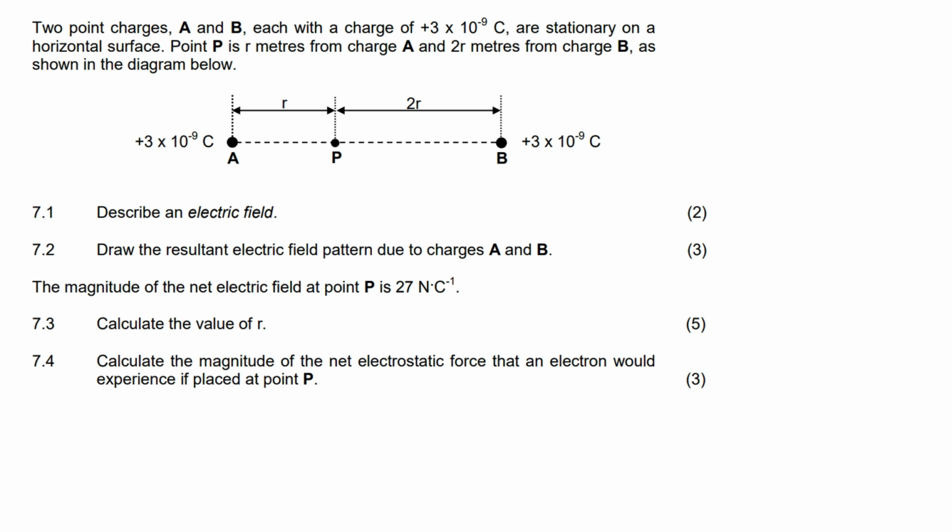Two point charges, A and B, each with a charge of 3 times 10 to the negative 9, are stationary on a horizontal surface. Point P is r meters away, and so on.